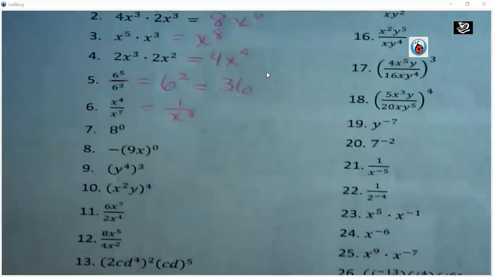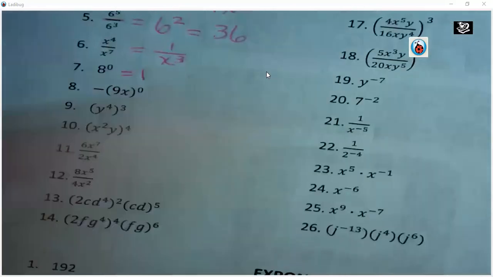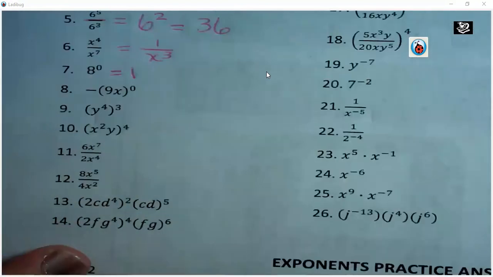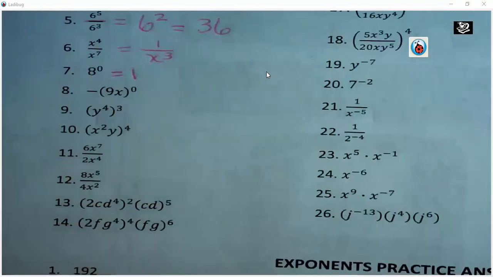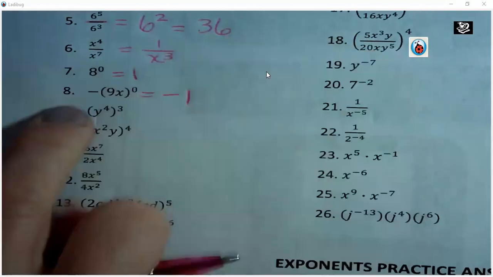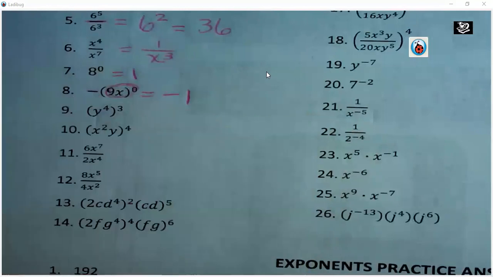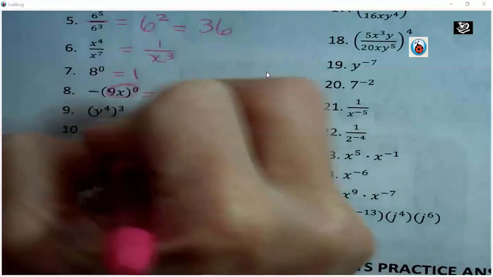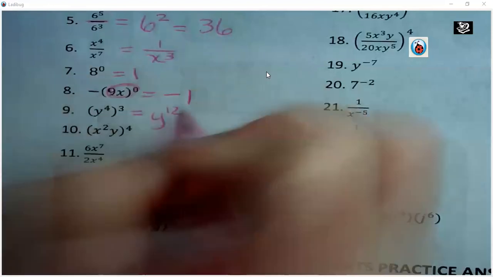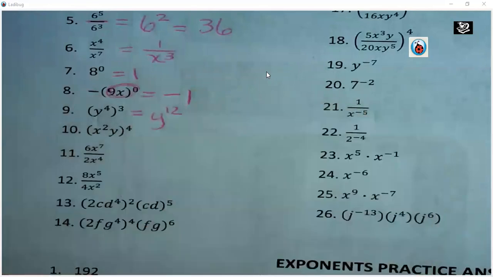1. Very good. That would be 1. Okay. Rachel, number 8. 1. Good. It would be -1 because all of this becomes 1 and then you have a negative on the outside. So it'd be -1. Okay. All right. Samuel, do you know what I do on number 9? Would it be y12? Very good. You multiply those. Very good. Y to the 12th. Okay.